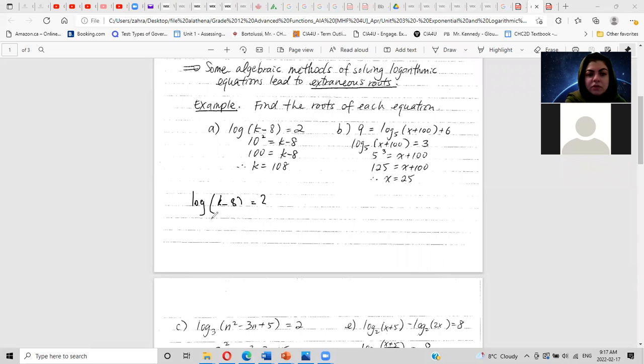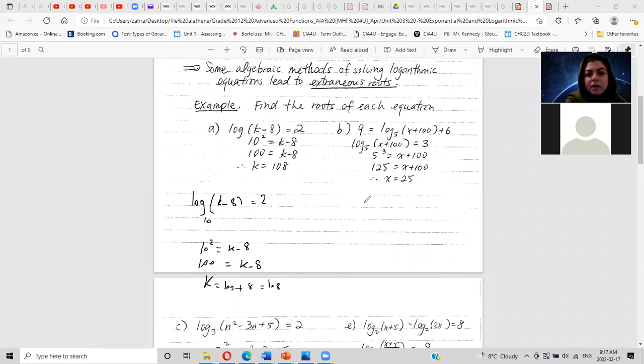The base here, when you don't see any base, the base is 10. So basically 10 to the power of 2 is equal to k minus 8. 100 is equal to k minus 8. Number to the other side, you keep k here and you put 8 to the other side, so it's going to be 100 plus 8. So the answer is 108.